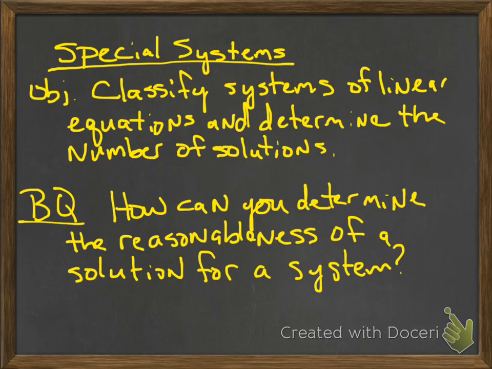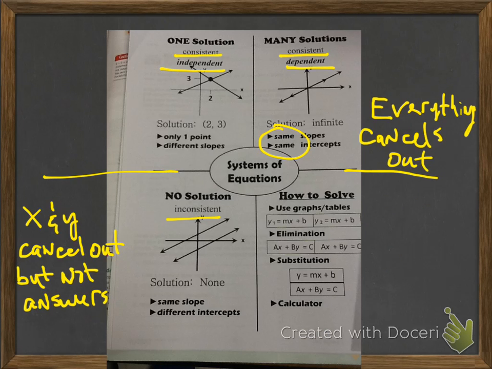So let's look at the different types of classifications. You have three types of answers, and we've talked about this before very briefly. You have one solution, which is what you've been doing. When you find the answer, you have one solution. Keep in mind that can be called a consistent independent system. If a system of equations can come up with one answer, an x and a y, that is considered a consistent independent. When it has many solutions, like infinite, one line over another, it's called a consistent dependent.